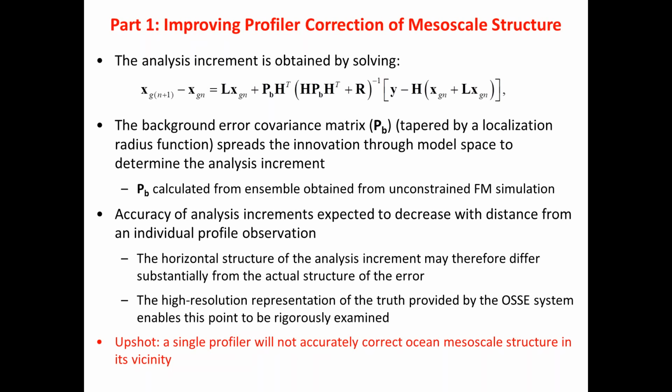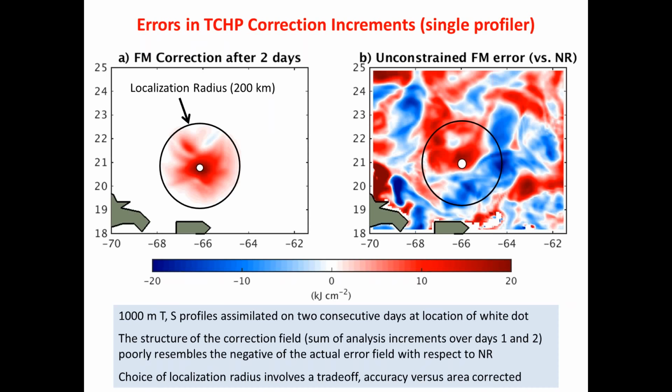The upshot of these issues, as I'll show, is that a single profiler will not accurately correct ocean mesoscale structure in its vicinity. It's shown by an earlier run here, where temperature salinity profiles down to 1,000 meters were assimilated on 2 consecutive days. The upper left panel shows the total correction after 2 days of the assimilation, a correction to the model field. And on the upper right is the negative of the actual error field present at this time, which is obtained by the difference between the nature run and the forecast model.